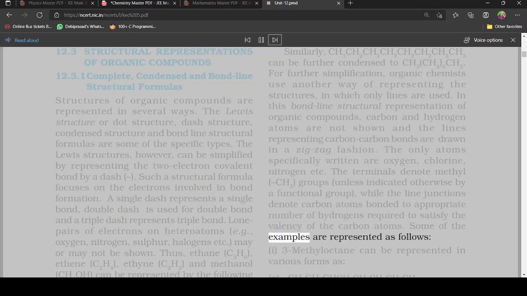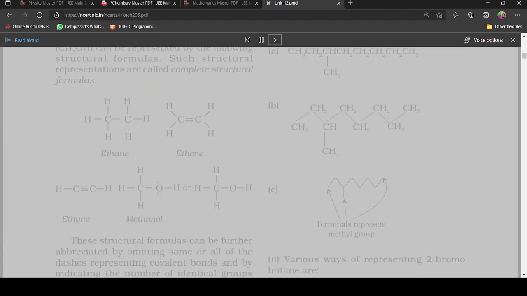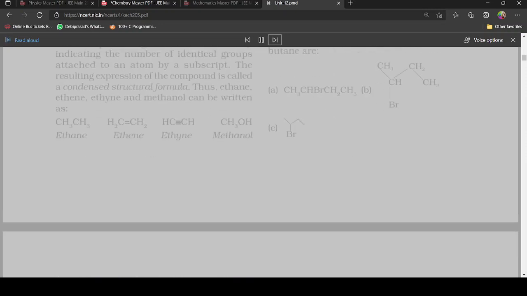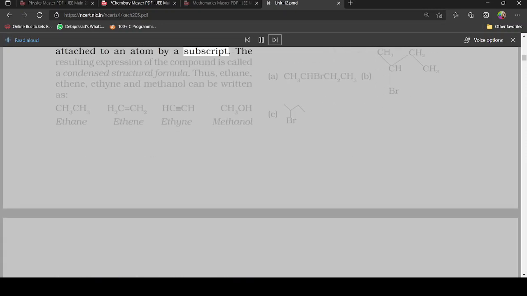Some of the examples are represented as follows. 3-methyloctane can be represented in various forms as A. CH3CH2CH2CH2CH2CH2CH3 with a vertical bar to CH3. These structural formulas can be further abbreviated by omitting some or all of the dashes representing covalent bonds and by indicating the number of identical groups attached to an atom by a subscript. The resulting expression of the compound is called a condensed structural formula.